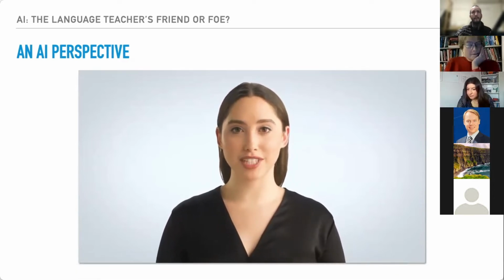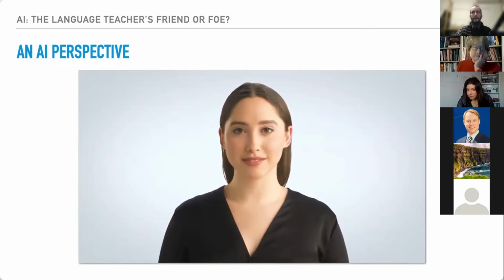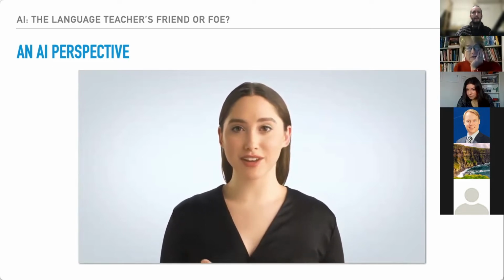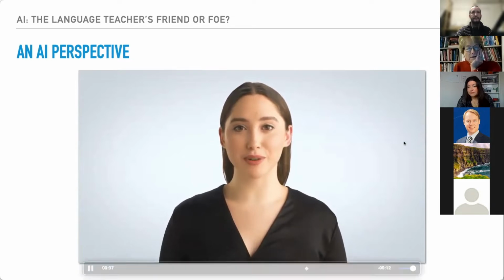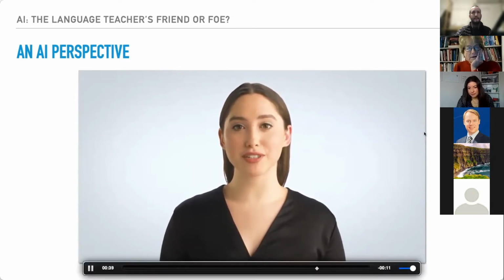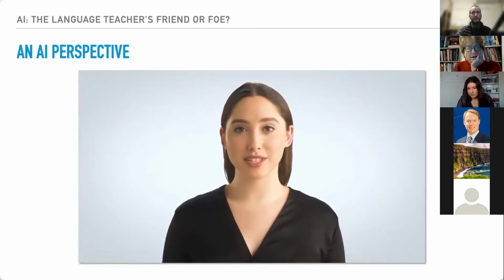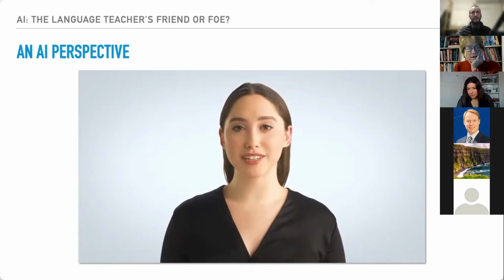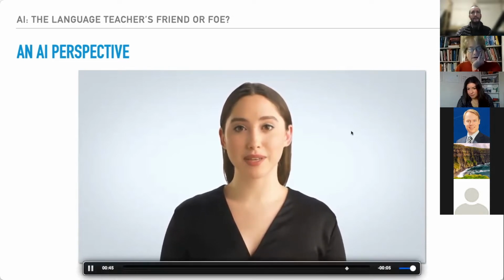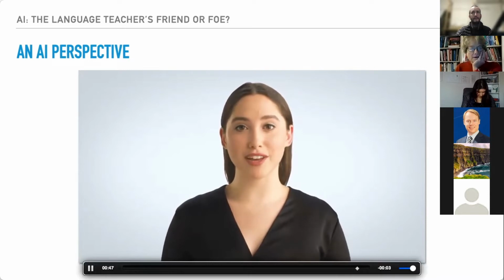AI can help language teachers and students in many different ways. There are, however, some pitfalls that must be avoided. AI will help language teachers to become better teachers, but we must always remember that the most important aspect of language teaching is human contact. No amount of AI will ever be able to replace a friendly smile.